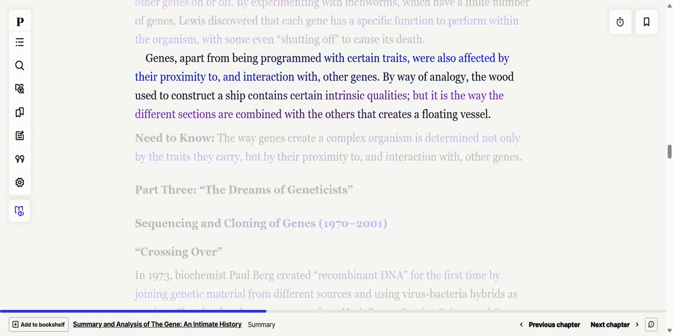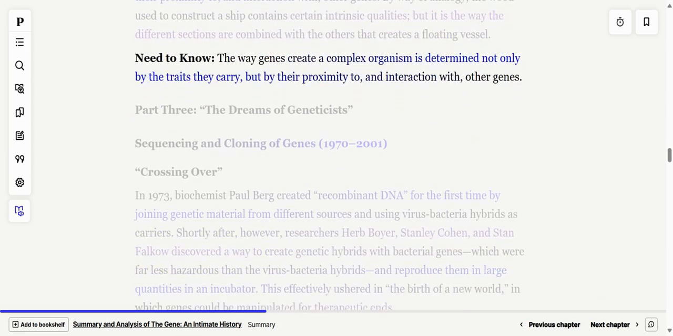Part 3, The Dreams of Geneticists. Sequencing and Cloning of Genes, 1970 to 2001. Crossing over. In 1973, biochemist Paul Berg created recombinant DNA for the first time by joining genetic material from different sources and using virus-bacteria hybrids as carriers.